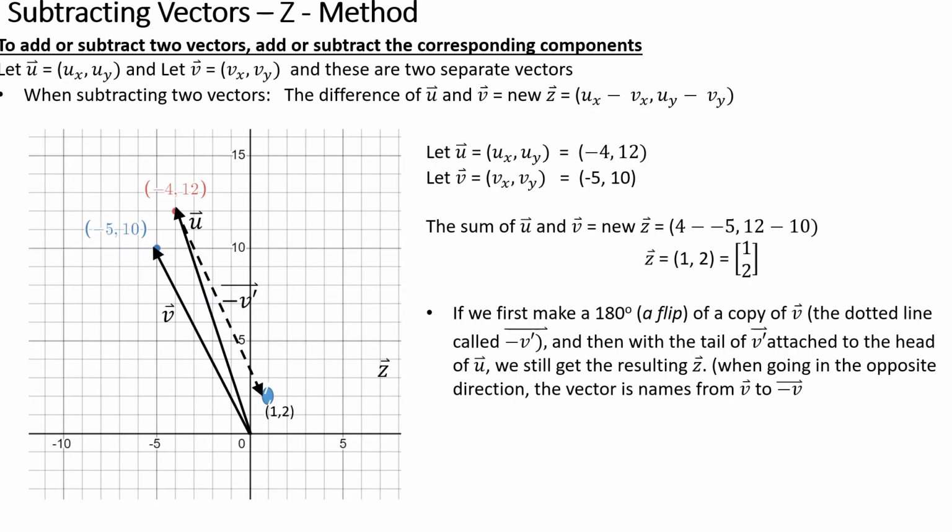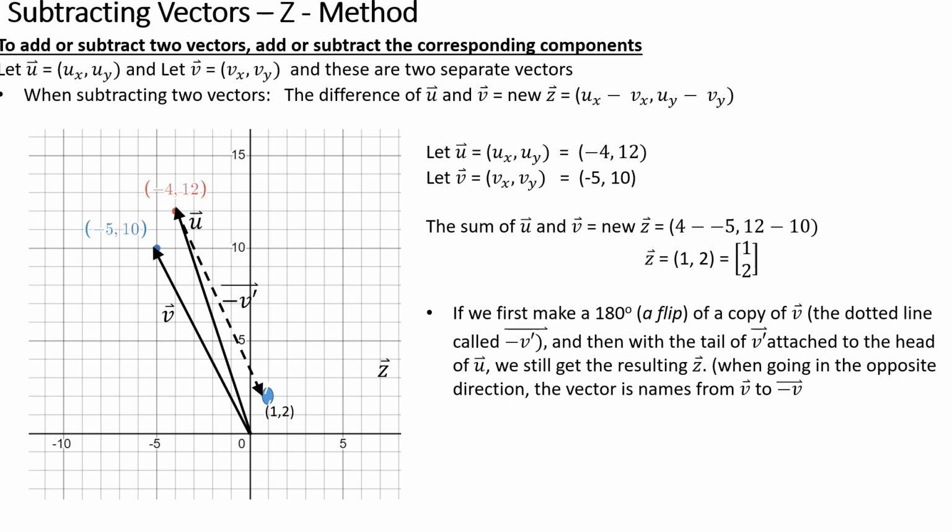Now, this is called the z method, which is what we were doing basically. And what are we subtracting? We've got vector u here, and I've got vector v. Vector u, looks like I put 2 v's there, and I apologize for that, is negative 4, 12. So that's negative 4, 12, and that's vector u right there. And then here's vector v. So we've identified them, and we want to subtract v from u.